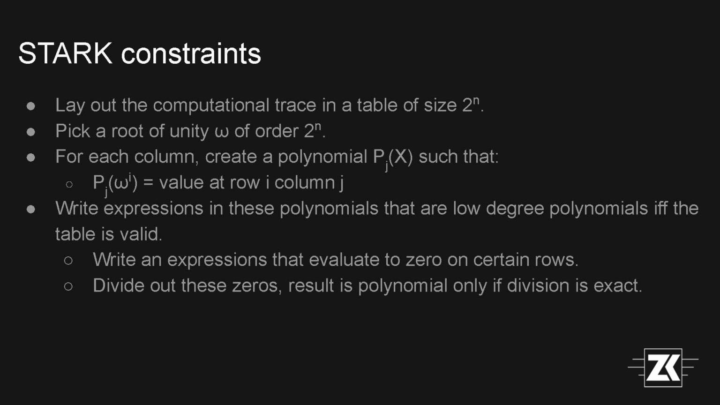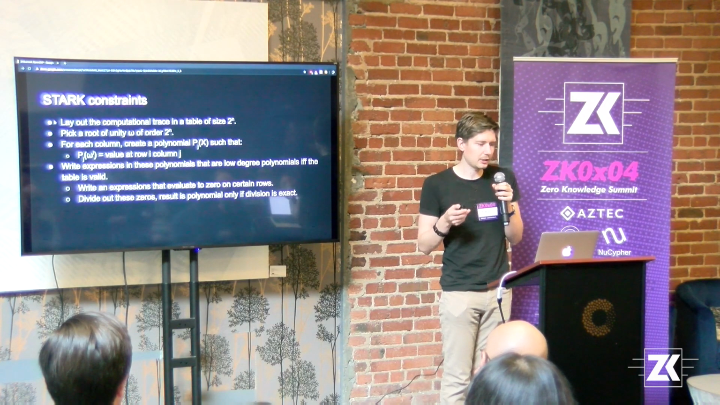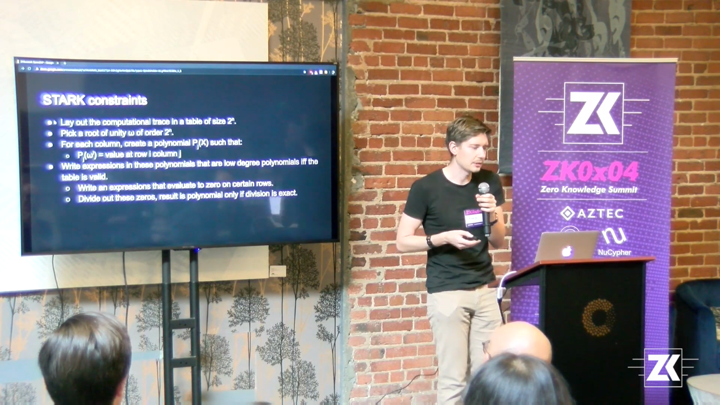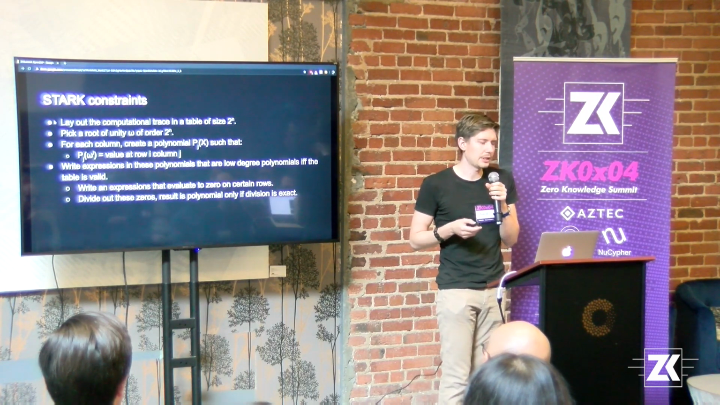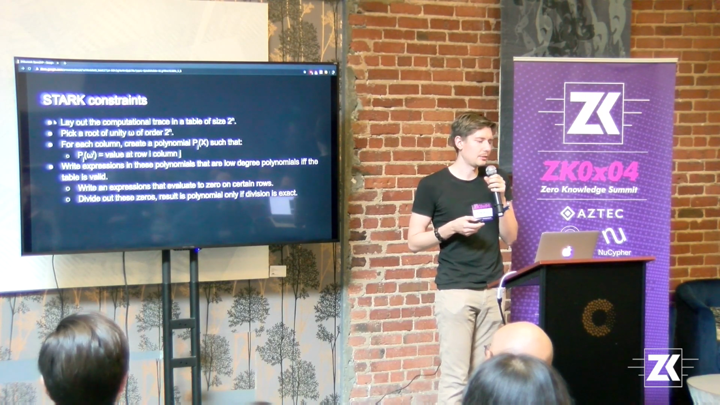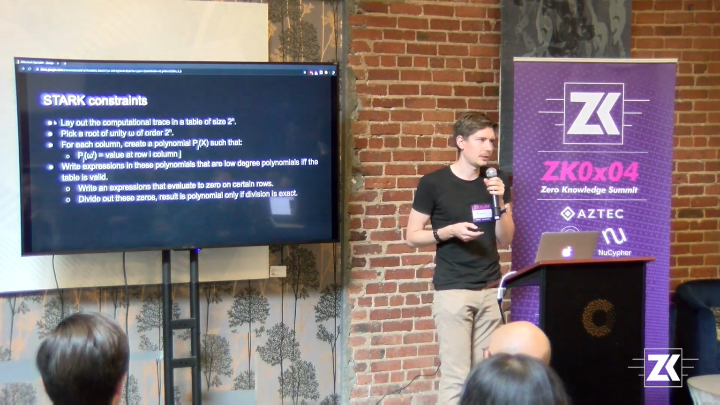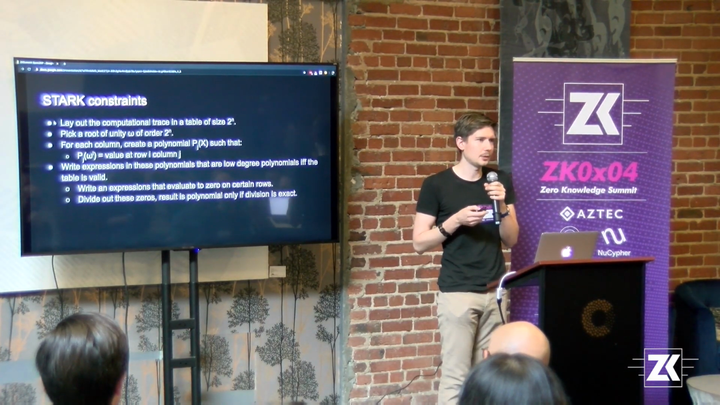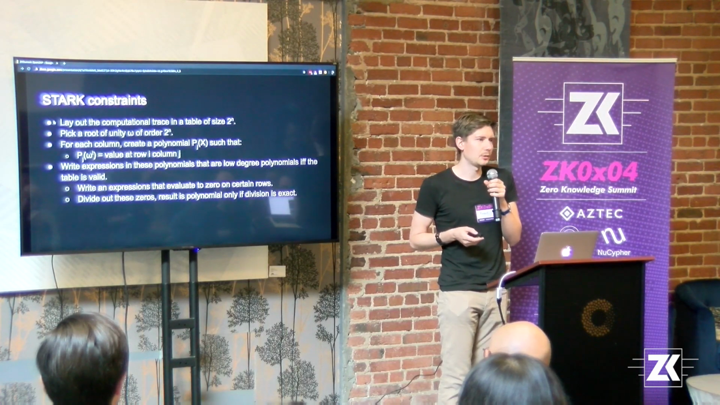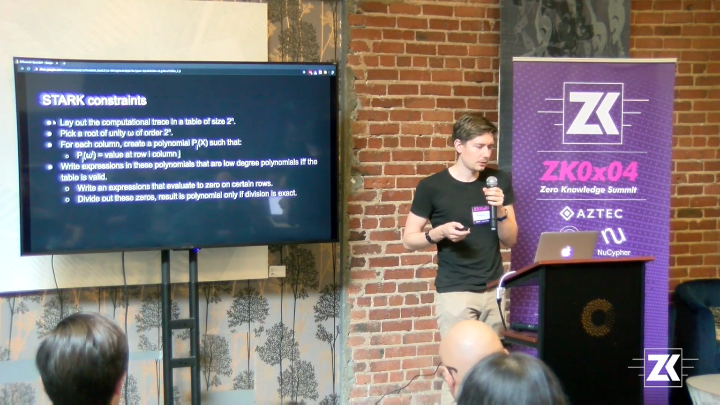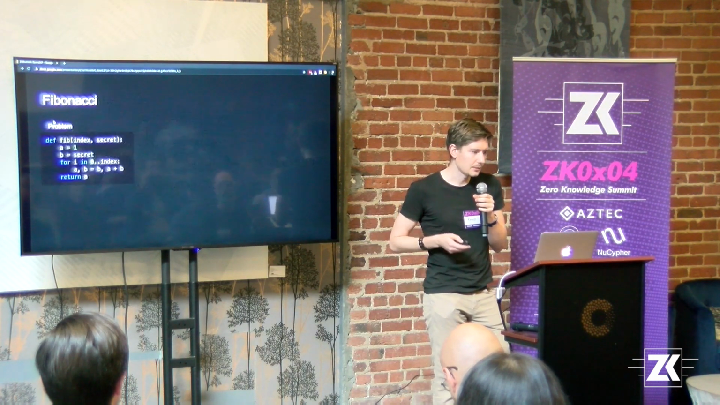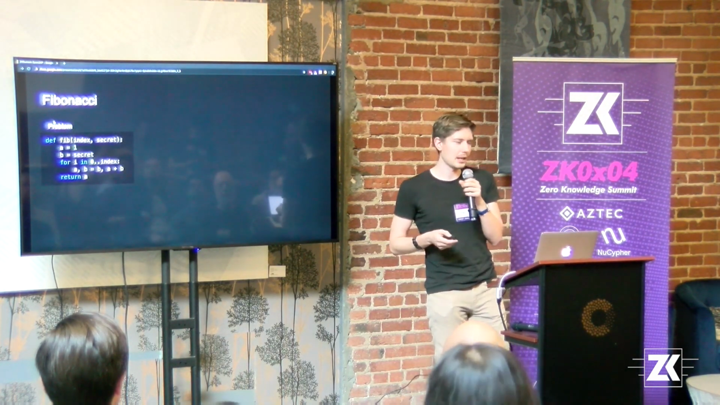So now that we have this trace table committed to in polynomials, what we can do is define our constraints as rational expressions, algebraic expressions over these polynomials. The standard way to do it is you write your expression such that it would evaluate to 0 on the rows where it holds, and then you divide out all the zeros of this polynomial. This division will only be exact and result in a low-degree polynomial when the constraint indeed holds where it should.